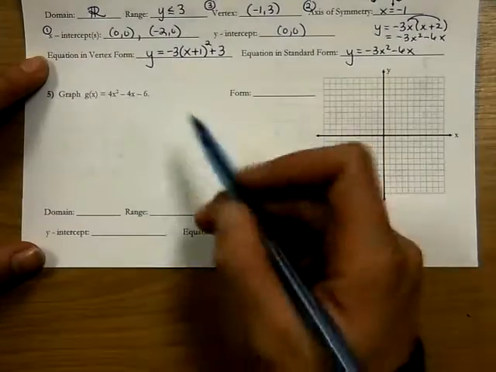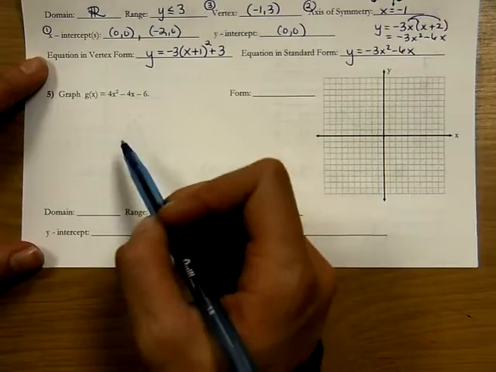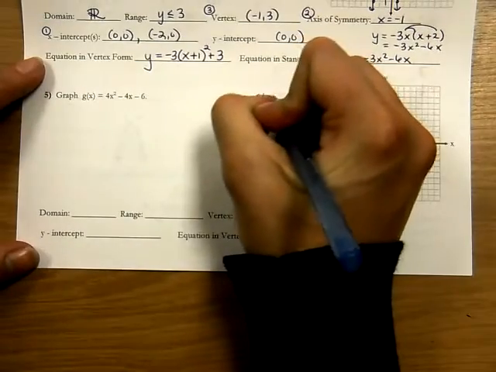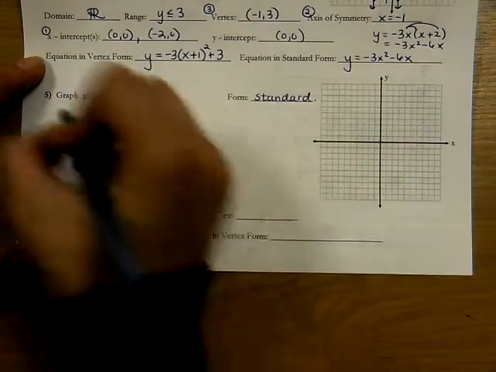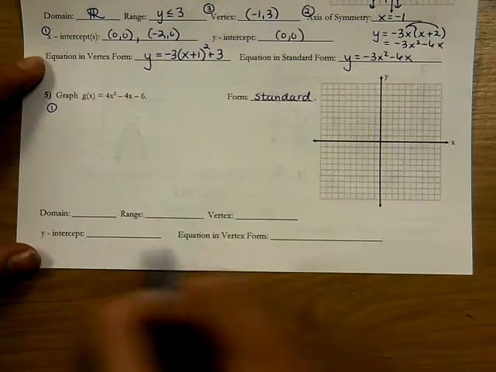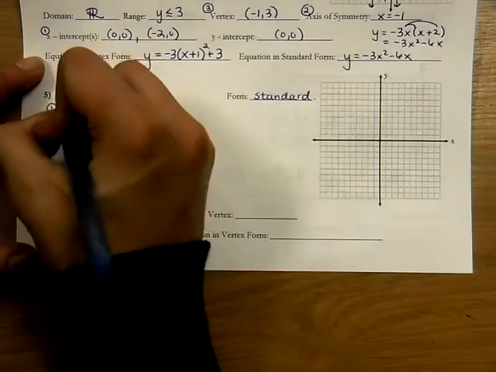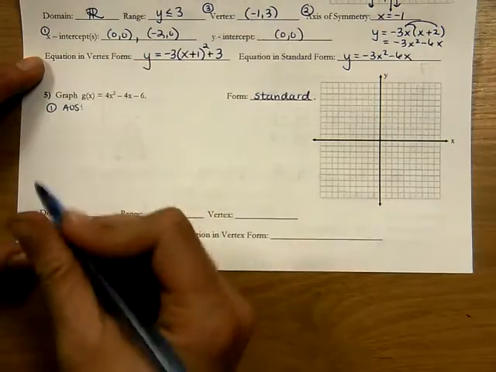Finally, for this page, the very last graph, I look at this, I see an x squared and an x. That tells me that this is standard form. And again, if the equation is in standard form, the very first step is to find the equation of the axis of symmetry. It doesn't ask us for it down here, but I know I need to find it. So the very first step, axis of symmetry.